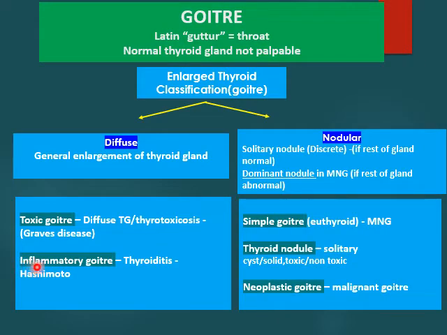Under nodular goiter, you have the simple goiter, which is a very common condition, multinodular goiter, which is usually euthyroid, and the thyroid nodule, solitary nodule, which can be either a cyst or solid, and can be either toxic or non-toxic. And lastly, we have the neoplastic conditions of the thyroid, which again can be a solid or multiple nodules. And these are the malignant goiters.